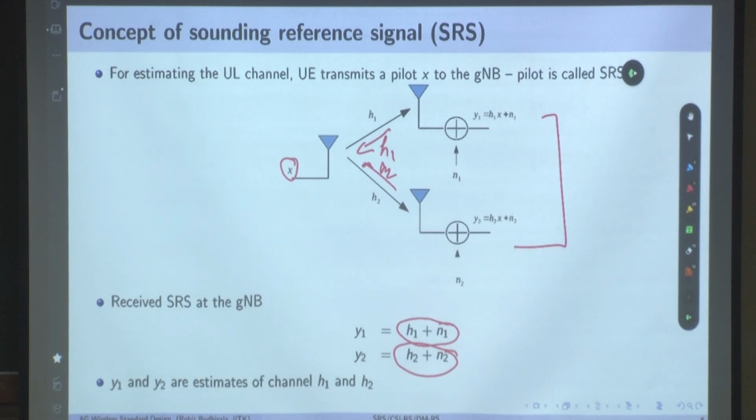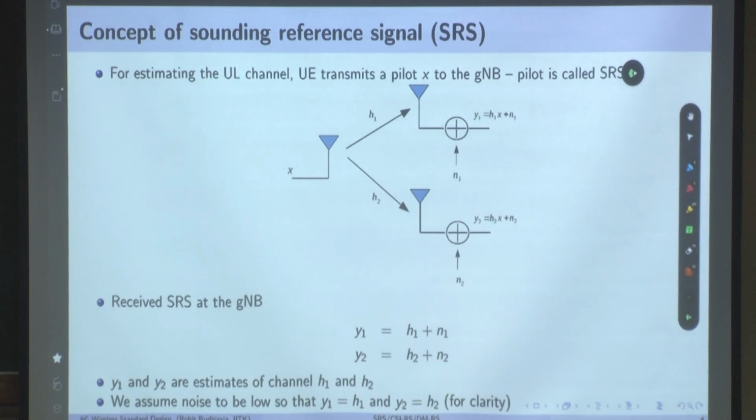So that is an advantage: with the SRS, the base station operates in the reception mode and it is able to estimate the complete uplink channel. Now when it has to precode the signal, with this information it can precode the signal, and that is what it is going to do. Here you can assume the noise to be low so that these estimates are good, just for clarity.